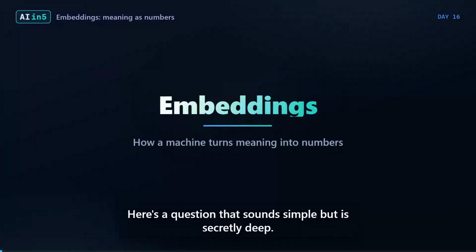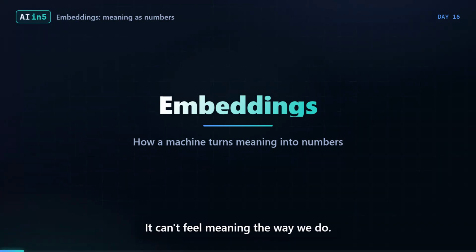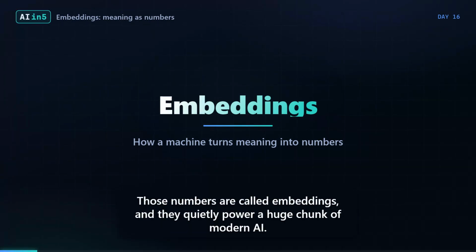Here's a question that sounds simple, but is secretly deep. How does a computer know that the word king is related to queen, but not really related to banana? It can't feel meaning the way we do. So it does something clever instead. It turns meaning into numbers. Those numbers are called embeddings, and they quietly power a huge chunk of modern AI.